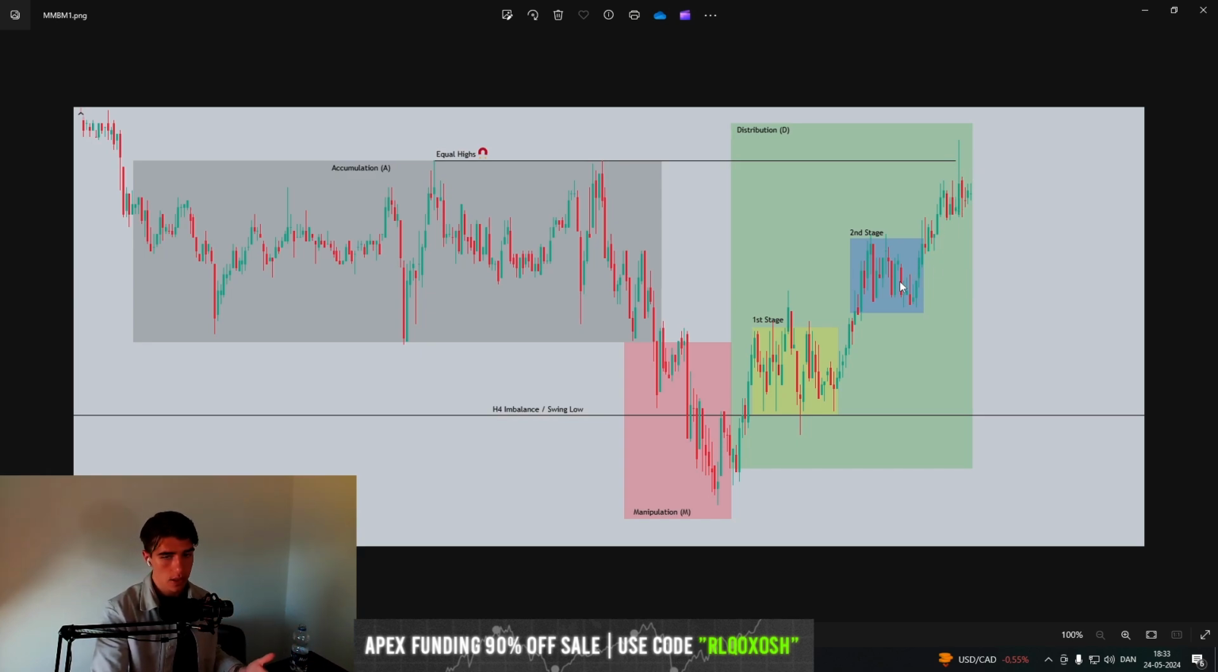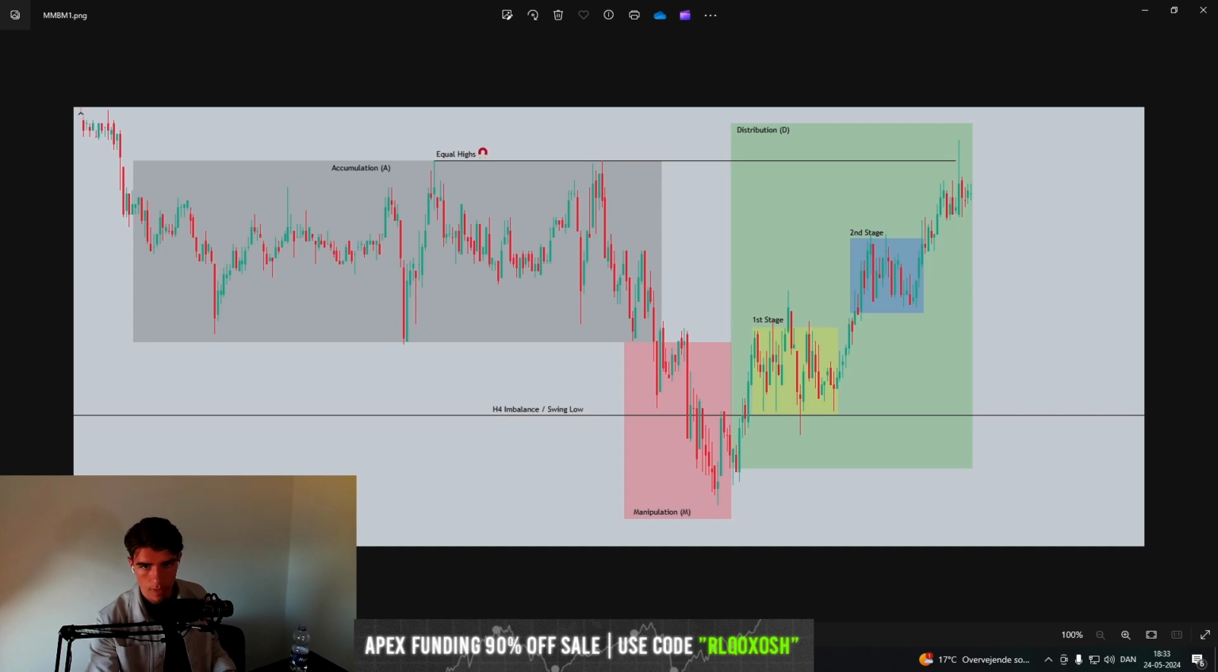So sometimes I'll blindly long in second stage distributions inside the consolidation. That can absolutely work. You're not going to get as precise of an entry, but if you are very confident about the buy side curve of a market maker buy model, or the sell side curve of a market maker sell model, you can actually just enter inside of the consolidations, in my opinion.